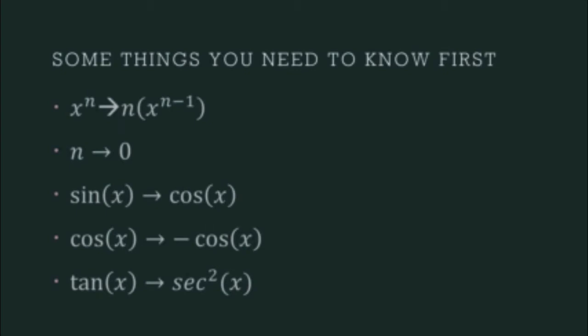So tan x goes to secant squared x, or tan x goes to 1 over cosine x times 1 over cosine x, if you want to break it down that way, because that's what secant is equal to.